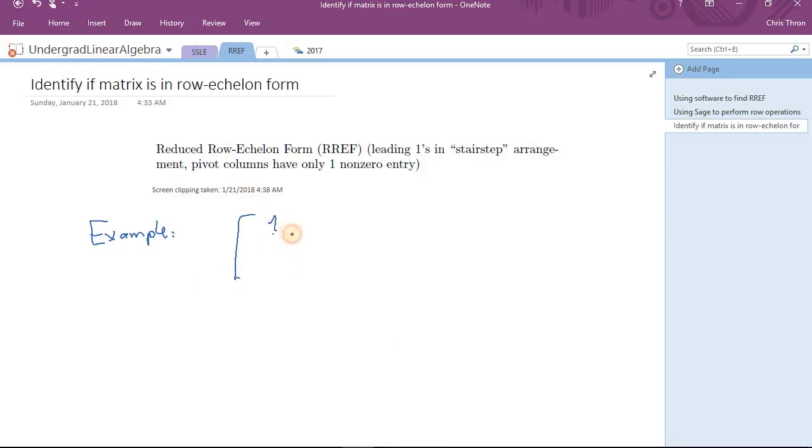Suppose I have something like this: 1, and I'm going to put a 0, 5, 3, 2. Okay, and then I'm going to have 0, 0, 1, 4, 7, and then I'll have 0, 0, 0, 0, 1. Okay, so the question is, is this in row echelon form? Is this in reduced row echelon form?